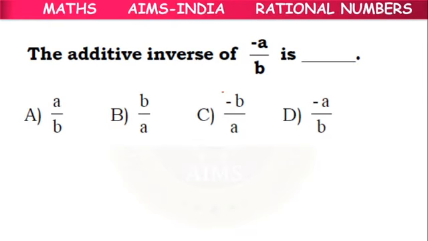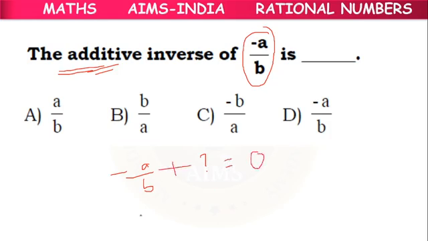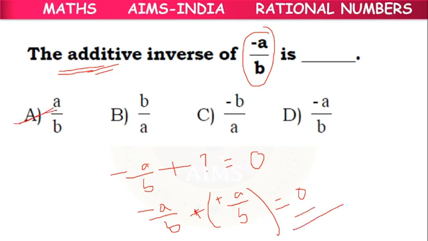Next, the additive inverse of minus a by b. They are asking additive inverse, not multiplicative. Additive inverse means: if we add which number, the result will be 0? For minus a by b, what is to be added? The same number, but its sign should be opposite. So plus a by b we have to add. Then the total value will become 0. So the answer is a by b. If there is no symbol, we have to assume there is plus.